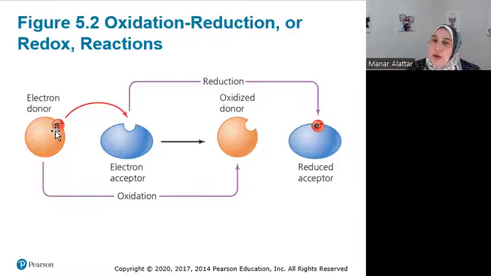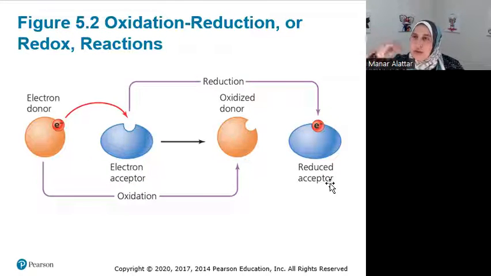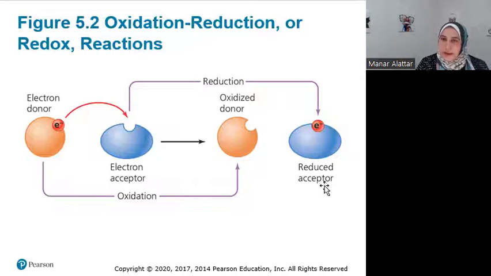But essentially, when an electron is gained, then that molecule is the acceptor of the electron, and it is also what we call reduced. Now, that initially is not intuitive. Why would it be reduced if it's gained an electron? So think about that for a second. Look at the diagram. See if you can understand why we would call this atom or molecule reduced if it just gained an electron.